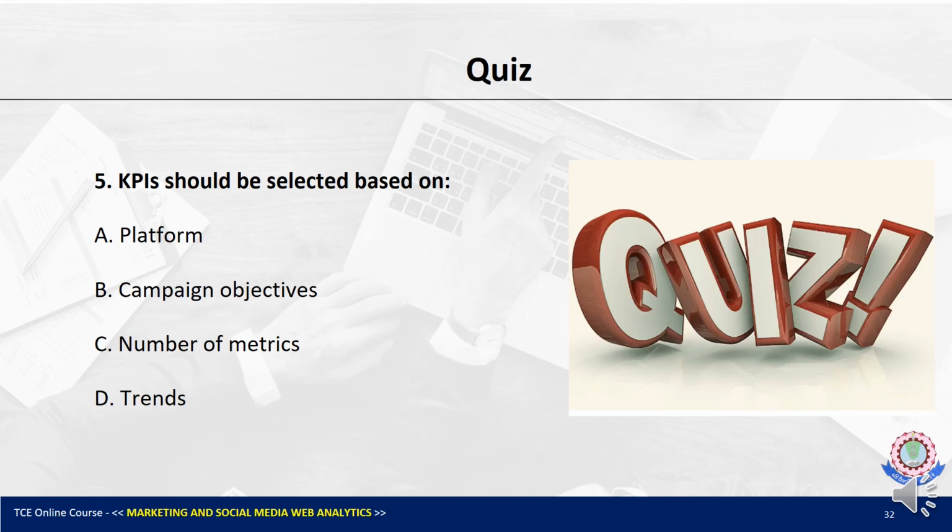Fifth question, which KPI should be selected based on value? Option A, platform. Option B, campaign objectives. Option C, number of metrics. And option D, trends. The answer is option B, campaign objectives.